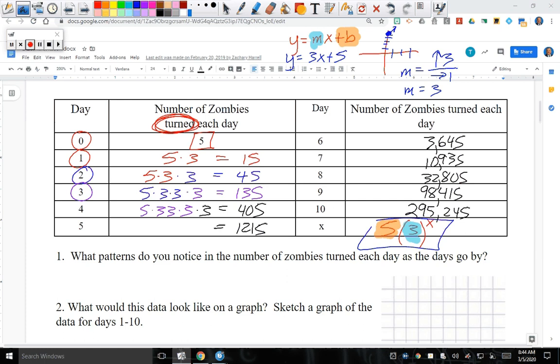You with me? We still start at 5, but then the next one will be what? 15. And then the next one, 45. Then 135, because we're multiplying what the previous one was by 3. We're not just adding 3 each time. You with me? We're multiplying our previous thing by 3. Okay?